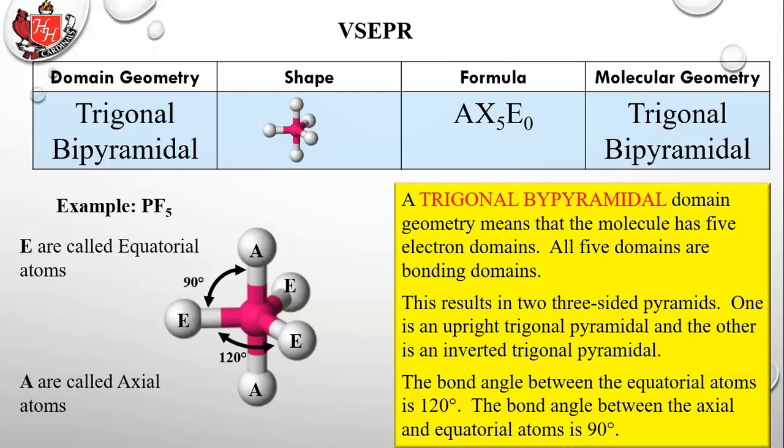All right, so this is trigonal bipyramidal. It means triangle, a triangular pyramid, and bi means you have 2 of them. So that's the family, trigonal bipyramidal. That's the domain. So we're going to see some more from that family right now.